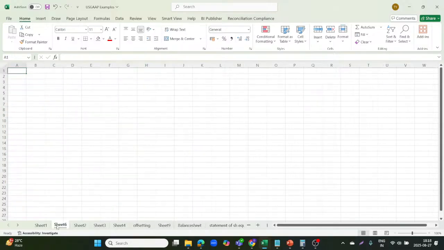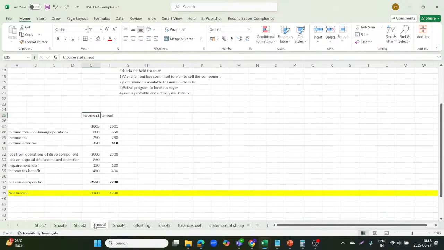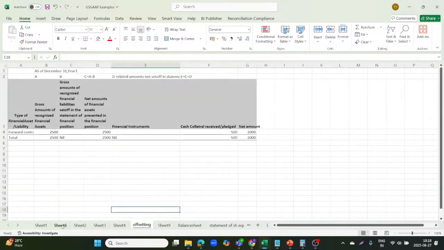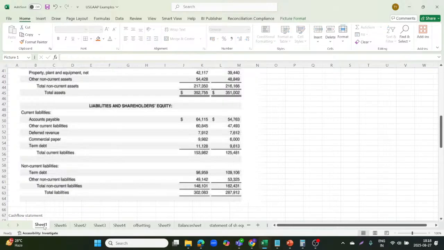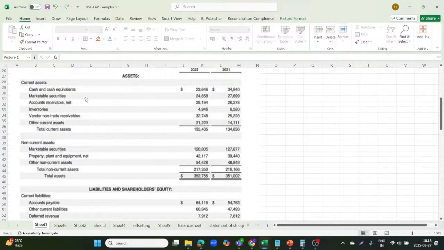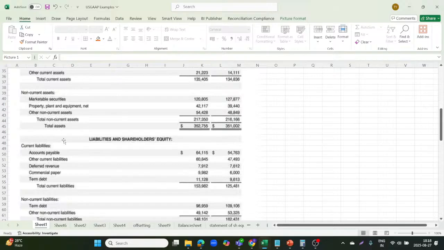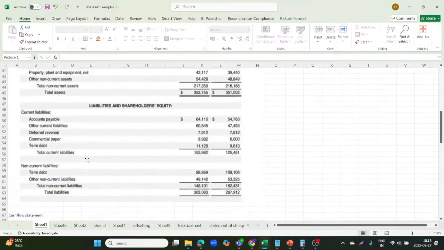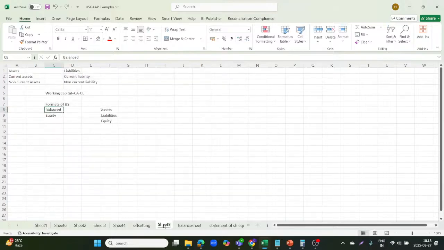Balanced format, if you see, let me check if I have that. Yes, this is your assets. When you show assets, that is your current assets and non-current assets, followed by your liabilities and shareholder equity. So if you do the presentation in this way, that is your balanced format. And if on the left you show assets and on the right you show liabilities and equity, that is your equity format. These are the two formats.